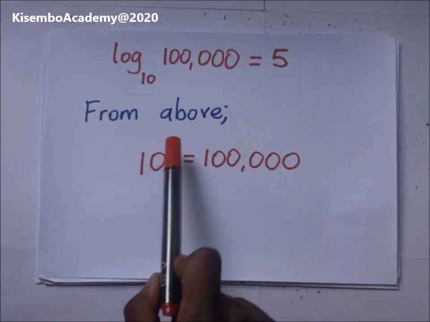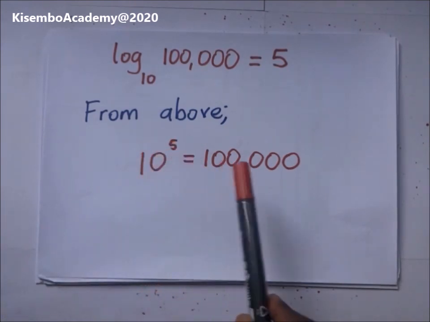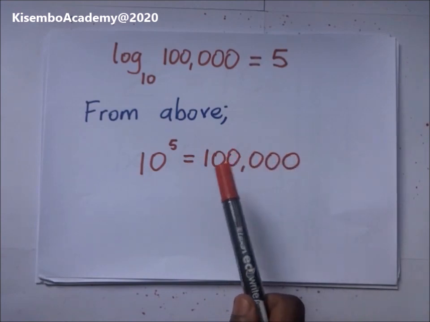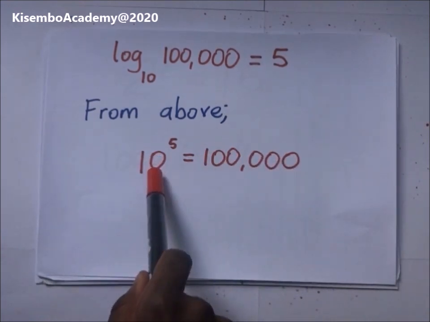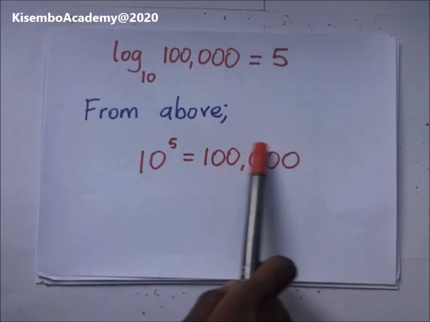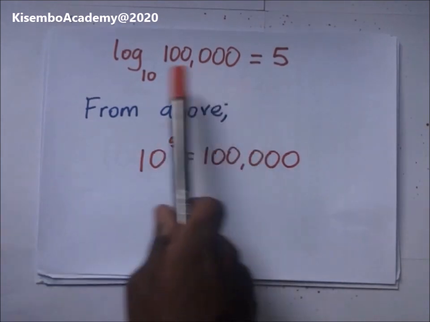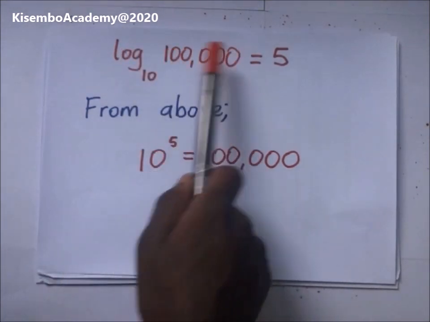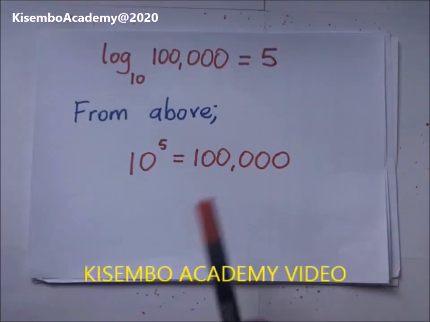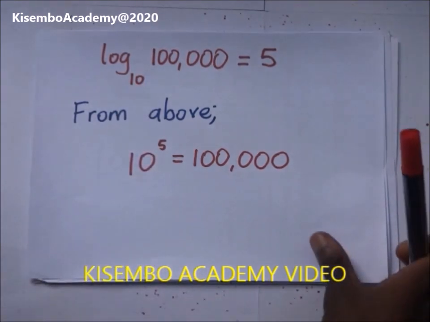So that power to which 10 must be raised in order to give this 100,000 is what we are calling the logarithm to base 10 of that number. So meaning that the logarithm of 100,000 to base 10 is 5. Now take note that this has been to base 10. So let's look at other illustrations.